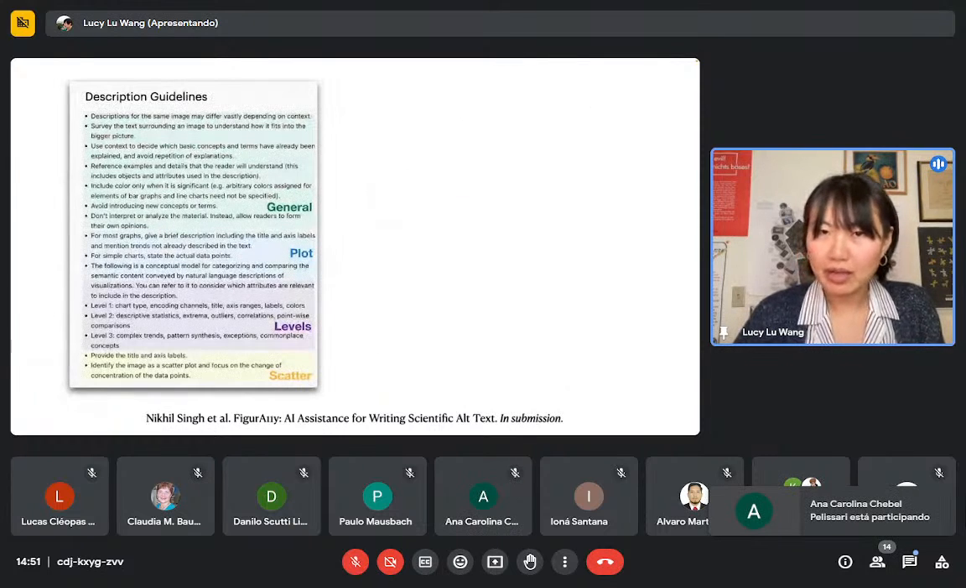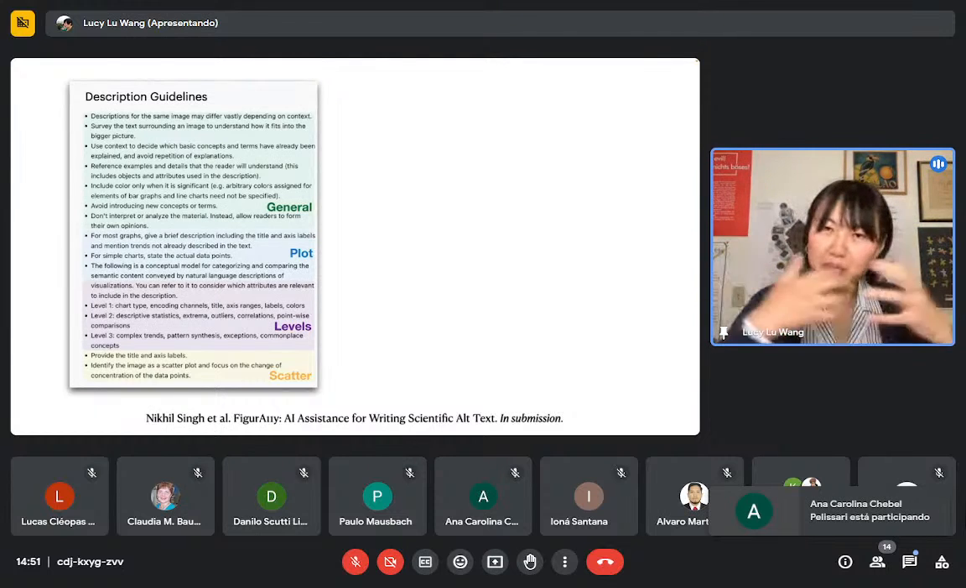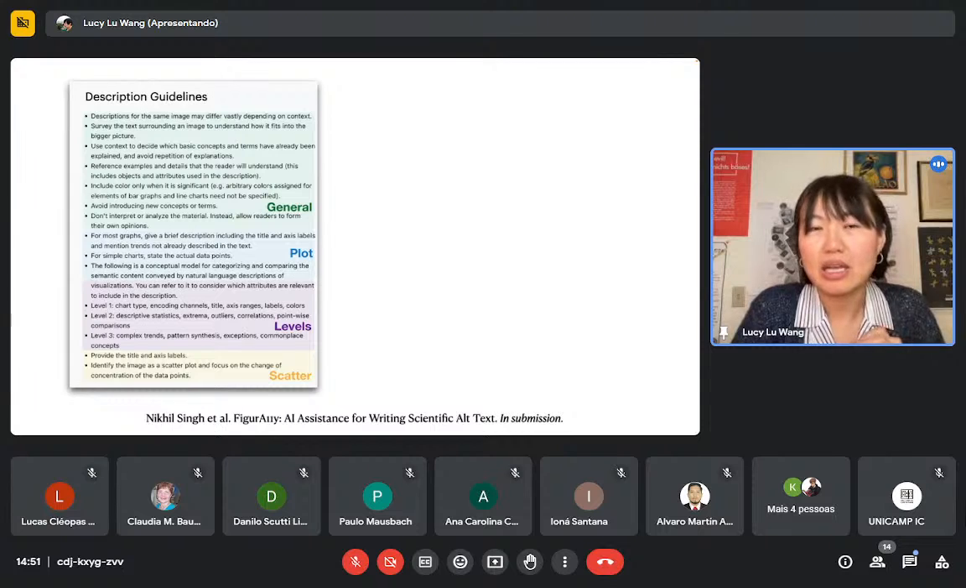So a little bit about guidelines. I think we did quite a bit of work assembling guidelines from different sources and organizing them in a hierarchical way. So I just want to point to that.